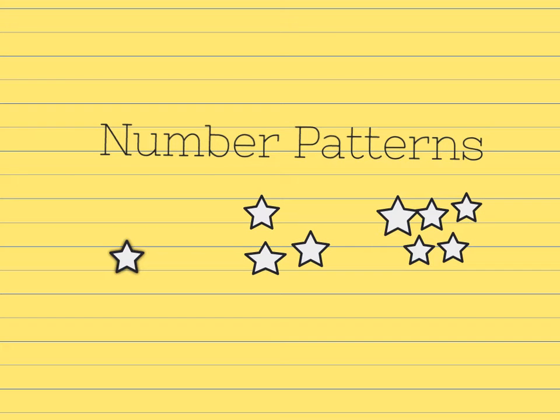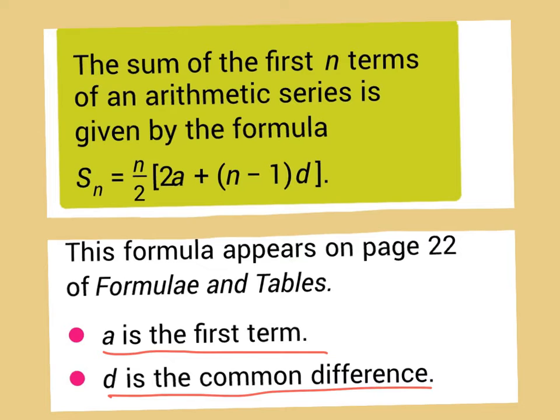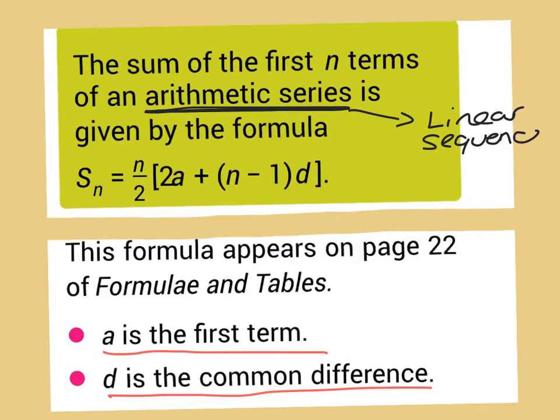So today we're going to look at the sum of the series, and the sum of the first n terms in an arithmetic series. It's really important to note that we can only use it for an arithmetic series, or what we've been calling a linear sequence. We cannot use it for any other type of sequence. And this is given by the formula Sn equals n over 2 by 2a plus n minus 1 d.